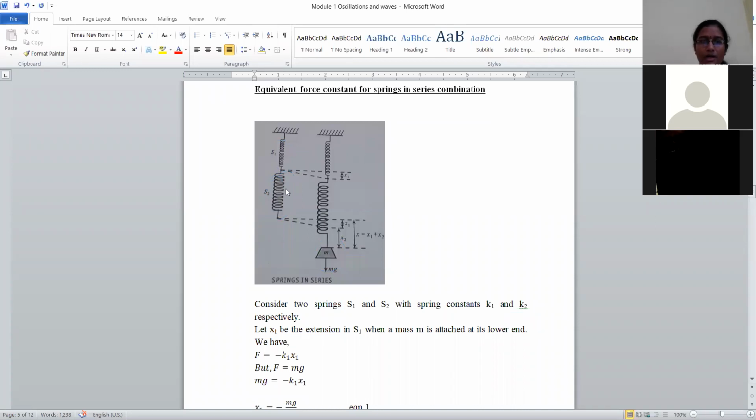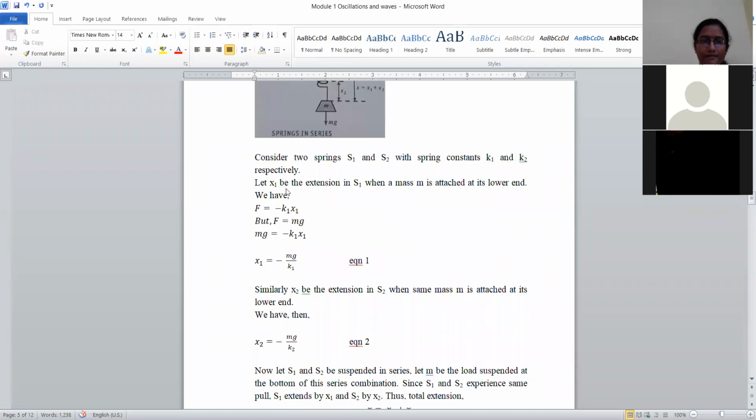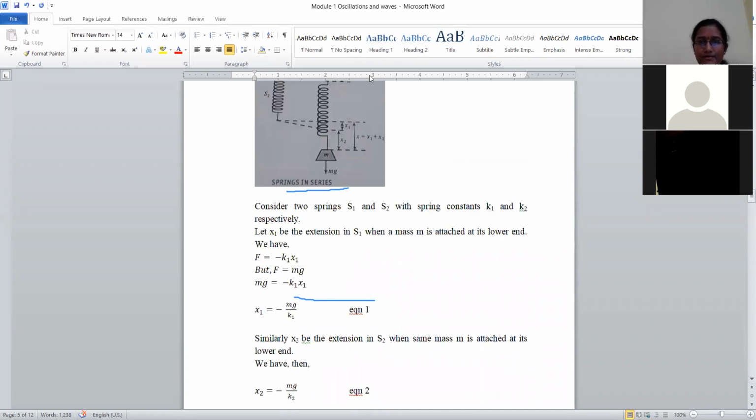So now let X1 be the extension in S1 and X2 be the extension in S2. Here we can see that this X1 is the extension due to the S1 spring and this X2 is the extension due to the S2 spring. X1 is the displacement from the first spring, X2 is the displacement from the second spring. So the total displacement X is equal to X1 plus X2.